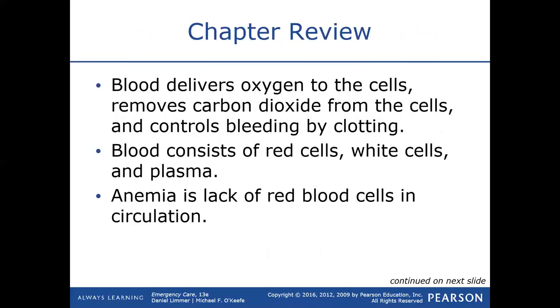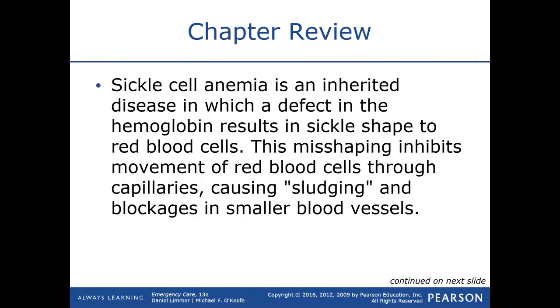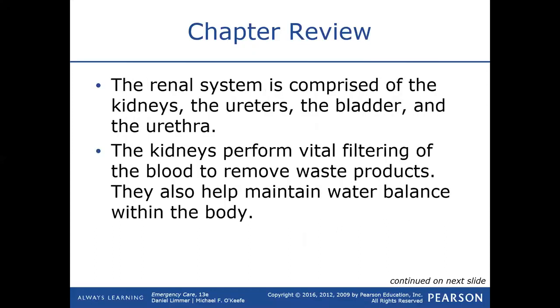Blood delivers oxygen to the cells, removes carbon dioxide from the cells, and controls bleeding by clotting. This may be a test question. They want to know if you know the functions of blood. Blood contains red cells, white cells, and plasma. And anemia is a lack of red blood cells in circulation. Sickle cell anemia is an inherited disease in which a defect in the hemoglobin results in a sickle shape to red blood cells. This inhibits movement of red blood cells through capillaries, causing sludging and blockages in smaller blood vessels.